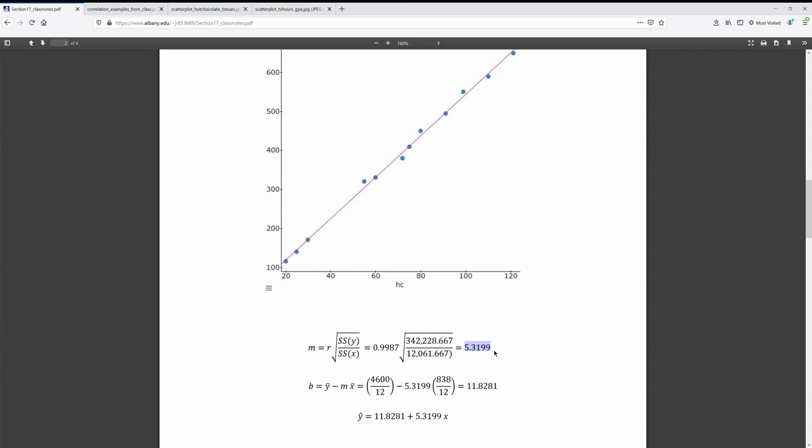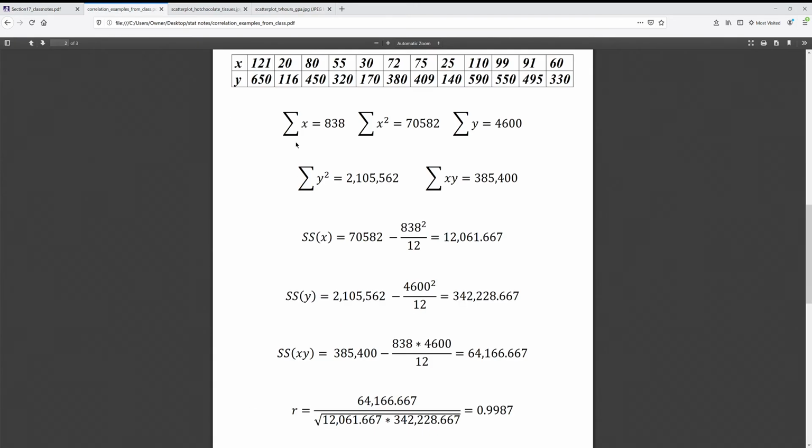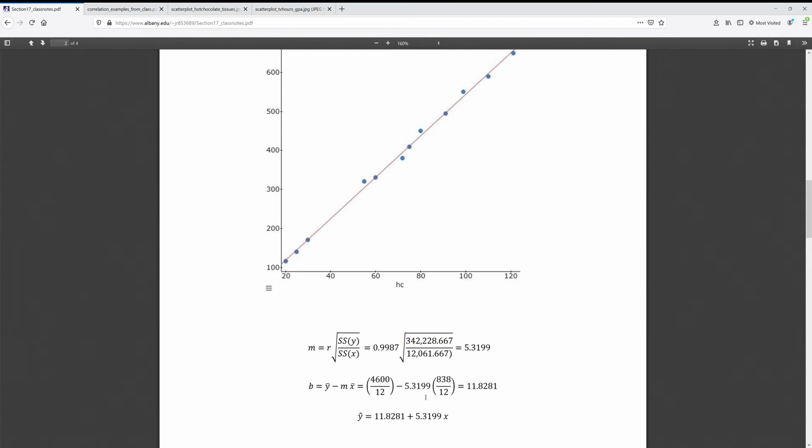As always, try to avoid any gross intermediate rounding until you're done. Round as little as you can and as few times as you can in the middle of these processes, and we'll be a little bit more accurate. Then we'll find b by doing the mean of y minus m just found times the mean of x. Well, again, we don't necessarily have the mean exactly, but we're only a divide away from it. The mean of y was 4,600 divided by 12, and the mean of x was 838 divided by 12.